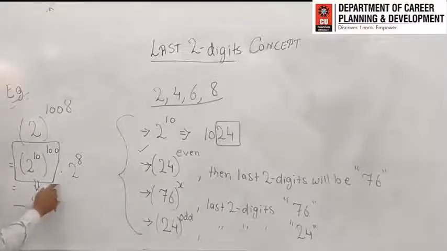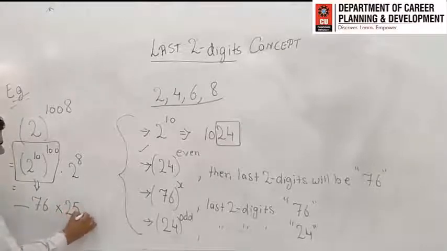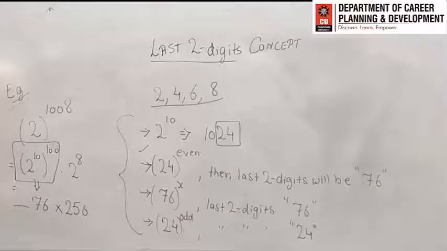And 2 to the power 8 will be how much? 2 to the power 8 will be 256. Just use the last two digits. It will be 76 multiplied by 56. If we multiply this, what will we get?